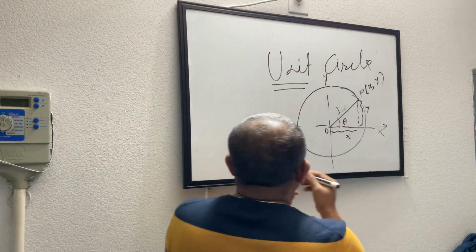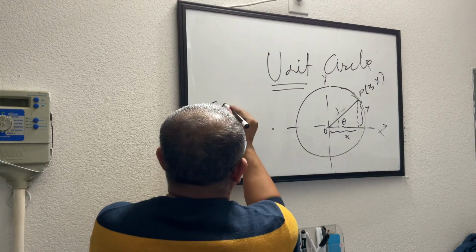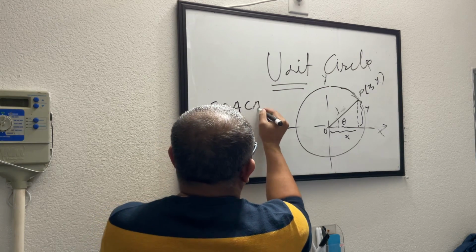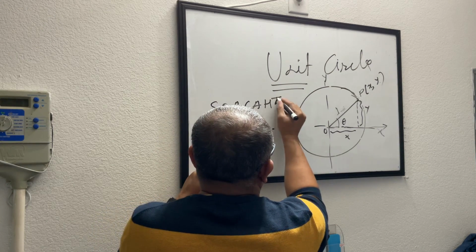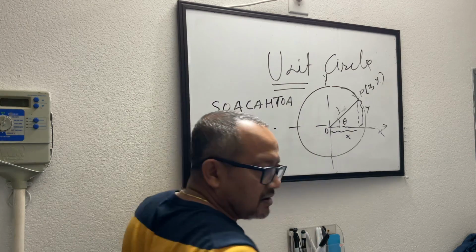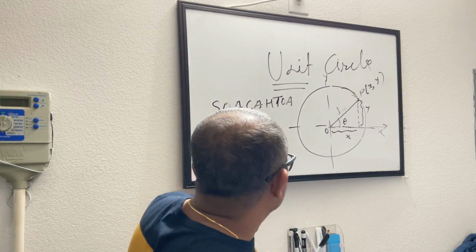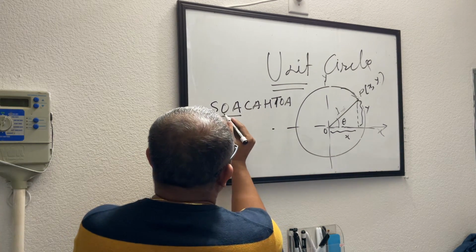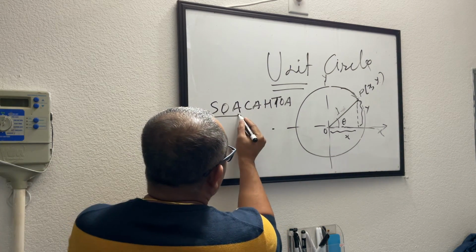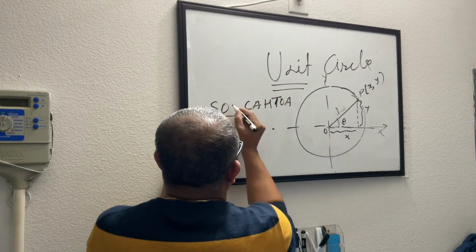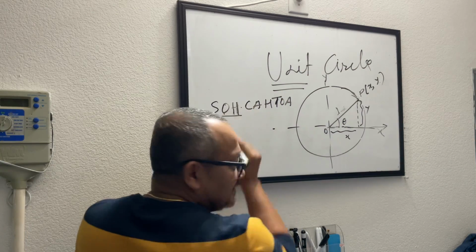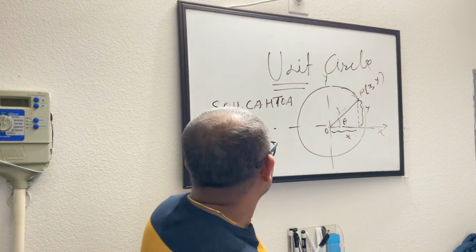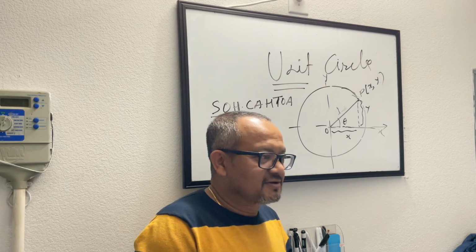Now let's go back to our basic definition of SOHCAHTOA. Expansion of SOHCAHTOA, which defines a trig function. This one says sine of any angle is opposite side divided by hypotenuse.